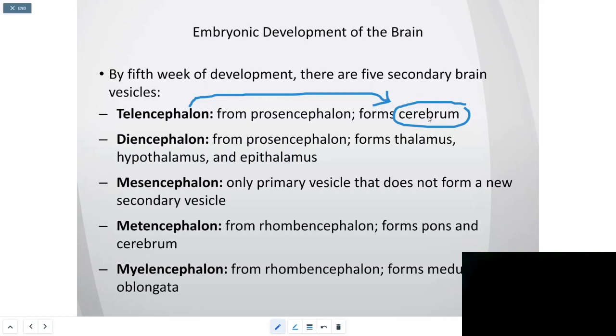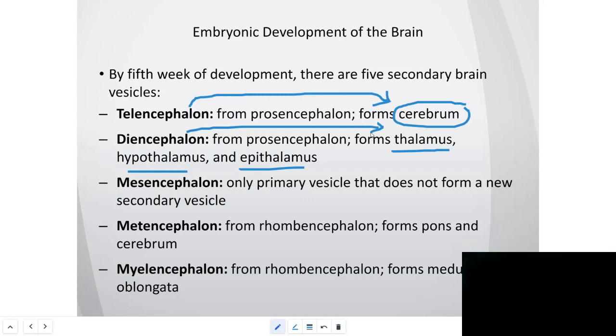Telencephalon goes with the cerebrum. And then the diencephalon is going to be the creation for the thalamus, the hypothalamus, and the epithalamus. Okay, so I'm just going to go ahead and key them together. As you're forming your notes or using the slide deck to create a study guide or highlights, make sure you know what goes with what.